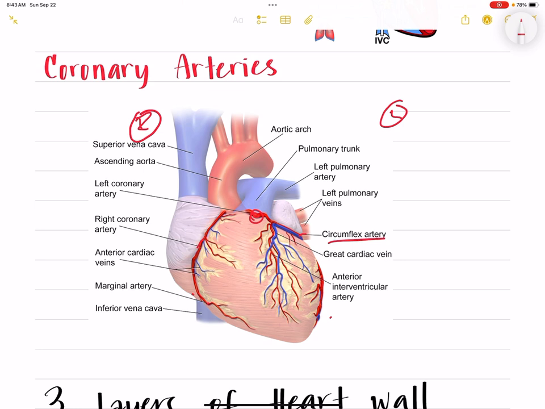Ang coronary artery naman may ara kita posterior. Di ba may ara posterior interventricular artery. So ang posterior is sa likod naman. So it lies in the posterior interventricular sulcus. So may ara man siya right marginal artery. So it extends inferiorly along the lateral wall of the right ventricle.